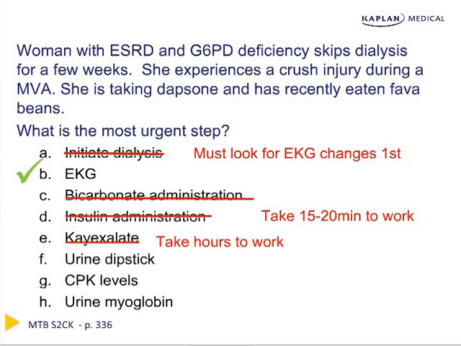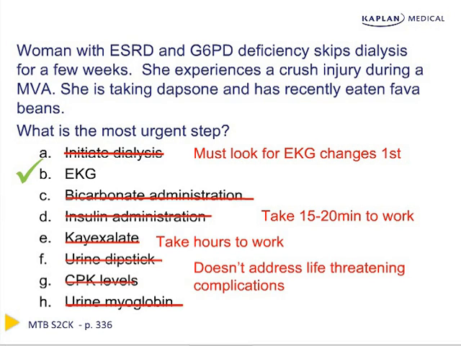F, G, and H, all of these are wrong because they are tests that can confirm either hemolysis or rhabdomyolysis, but while they might diagnose the reason for the hyperkalemia, they do nothing to address the life-threatening complications. So remember, anytime you're given a clinical vignette in which you suspect hyperkalemia, the best first test is going to be an EKG. And that concludes this section.